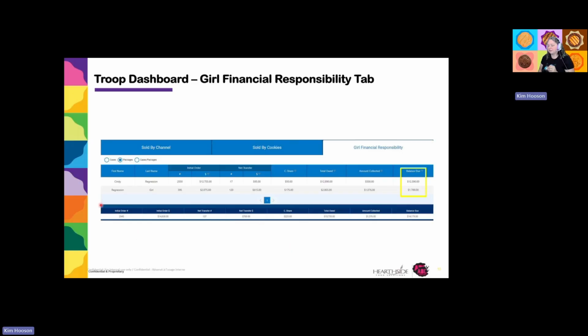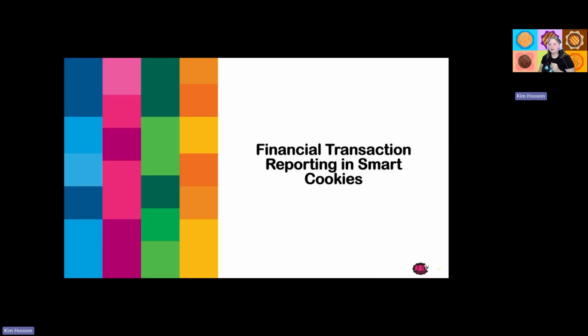Another thing here at the bottom is that it does a snapshot of your troop. So the very bottom here will be a troop snapshot of your initial order, how many, how much money, the transfers, and things like that. So down here at the bottom will be a troop snapshot.